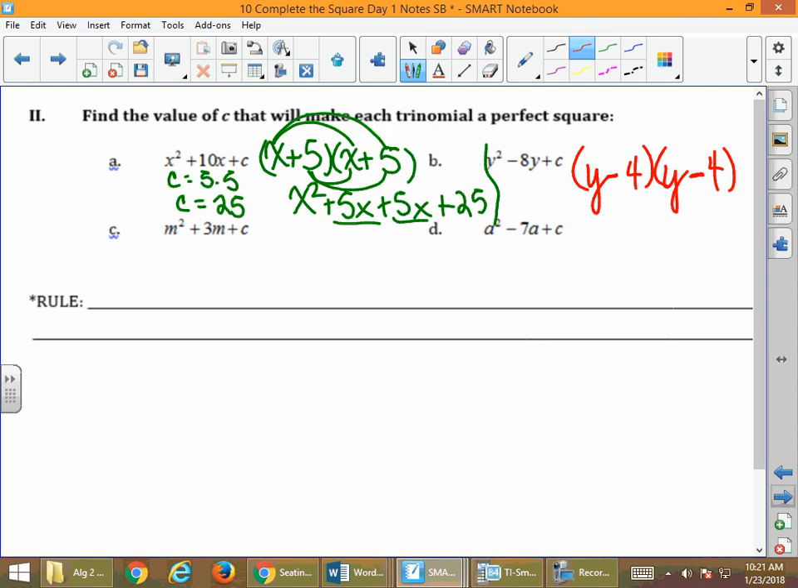But now, what we want to know is, what does C equal? Well, C is going to be negative 4 times negative 4. I'm really sorry, I'm squeezing that in. You can't see it very well. Negative 4 times negative 4. And negative 4 times negative 4 is positive 16.